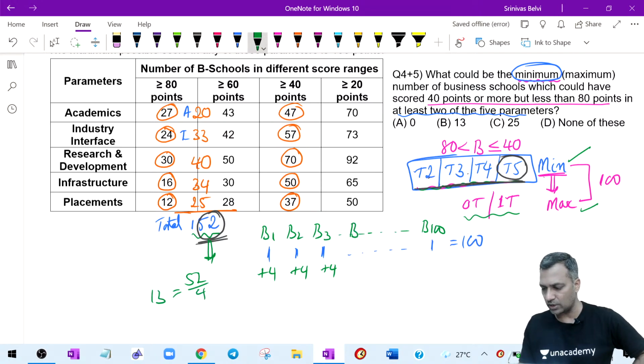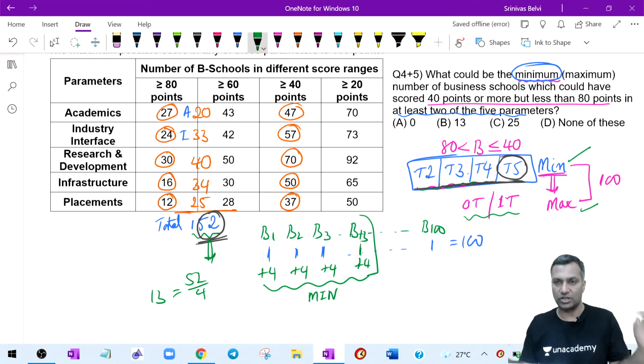You will go to B school number 13. You give that fellow also an additional 4 tokens. This is the minimum possible. 0 is not the minimum. 13 is the minimum. That is the answer for this exam question.